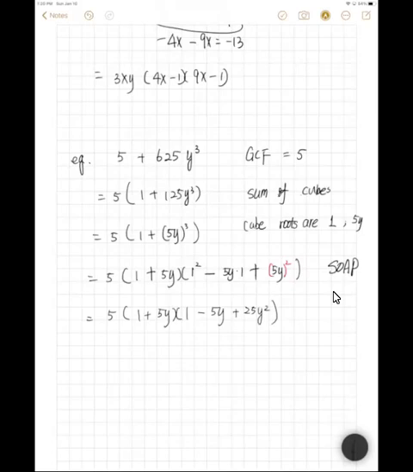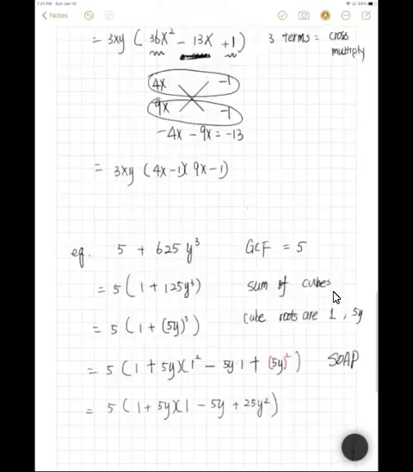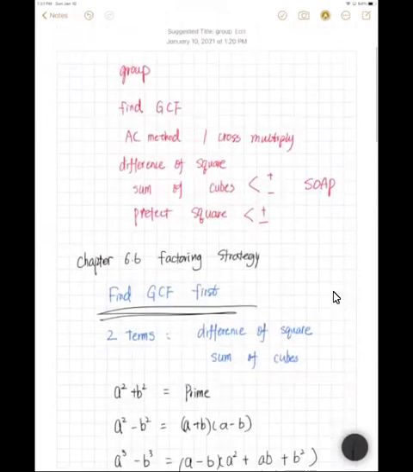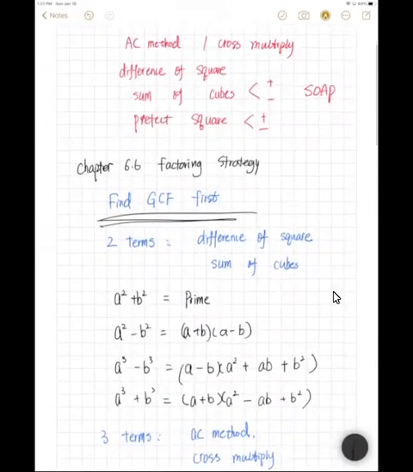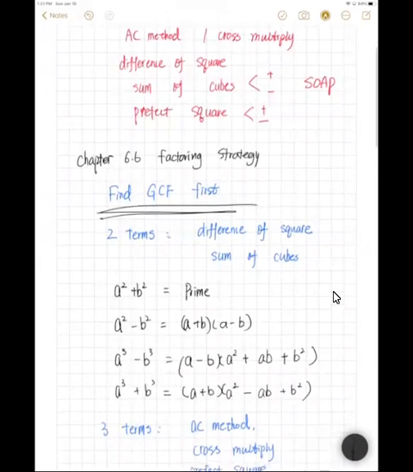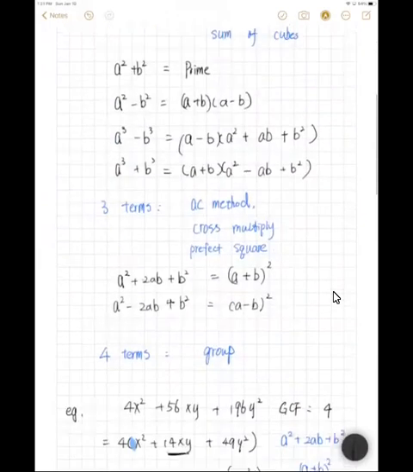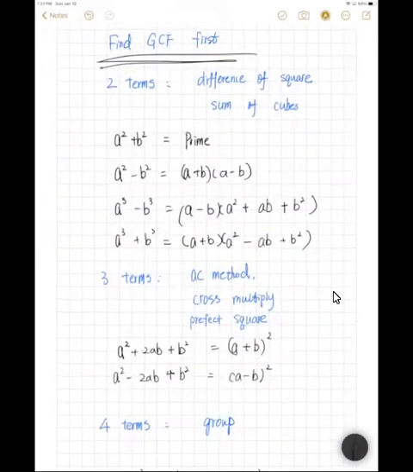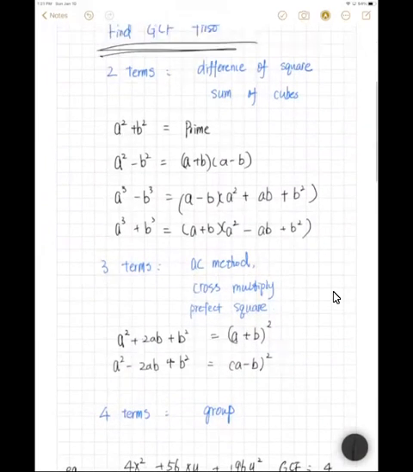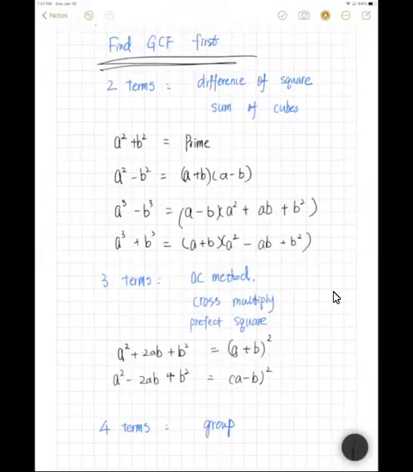So that's the strategy of how you factor. Always find the greatest common factor first, and then determine by how many terms you have in the equation, and then you can use the method that we taught in the previous classes, which is if it's 2 terms, we use the difference of squares, the sum of cubes. If it's 3 terms, we use AC method, cross multiply, and perfect square. If it's 4 terms, we use grouping. Okay, so this is the strategy.